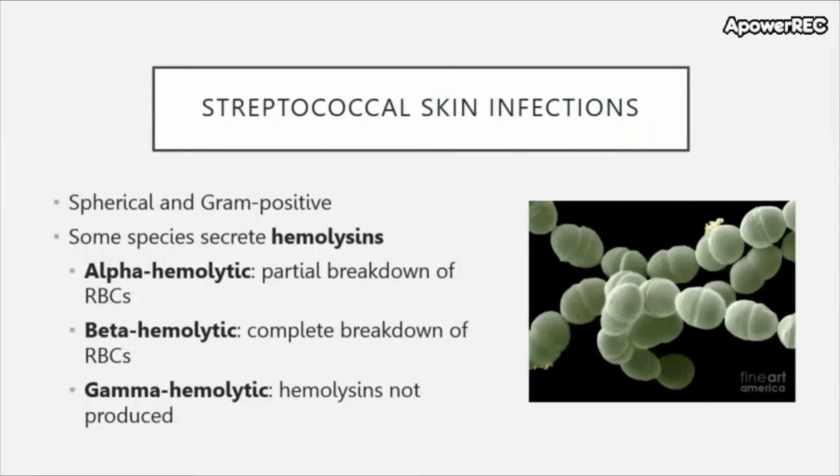There is alpha hemolysis, which is a partial breakdown of red blood cells, and then there's beta hemolysis, which is a complete breakdown of RBCs. And then there is gamma hemolysis, which is where hemolysins are not produced and there is no breakdown of the red blood cells. And as you can imagine, beta hemolytic species are most pathogenic.